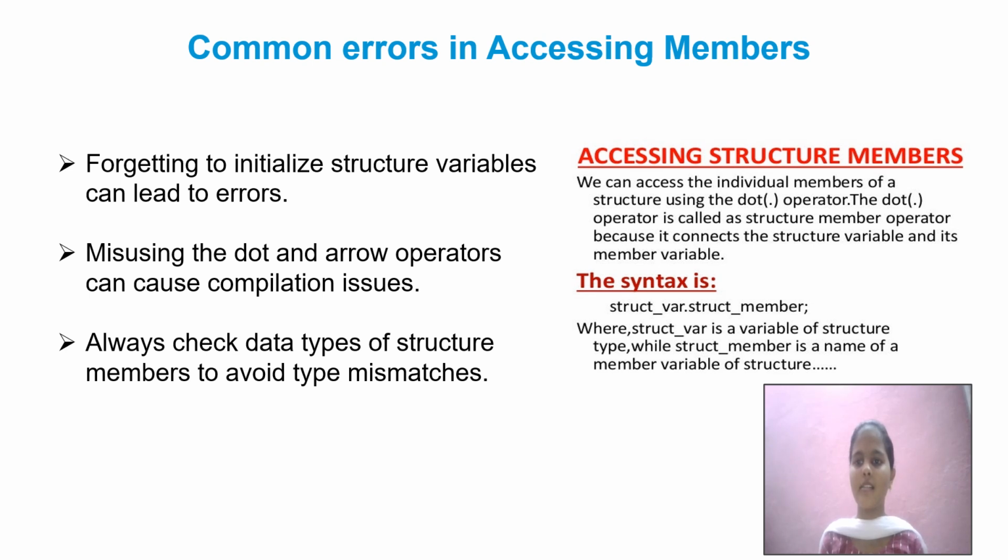Accessing structure members. We can access the individual members of a structure using the dot operator. The dot operator is called the structure member operator because it connects the structure variable and its member variable. And the syntax is struct variable dot struct member, where struct variable is a variable of structure type, while struct member is the name of a member variable of a structure.